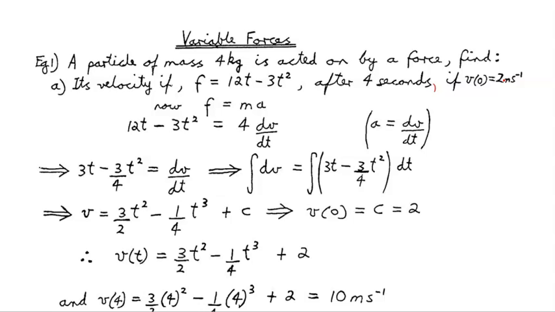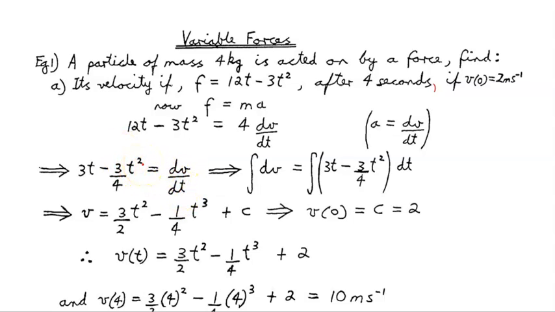Okay, now F equals ma. Our force is 12t minus 3t squared, and that's equal to the mass times acceleration. The acceleration is written as dv/dt. Its mass is 4 kilograms, so it's 4 times a, or 4 times dv/dt. Well, if we divide through by 4 on both sides, we get 3t minus 3/4 t squared is equal to dv/dt.